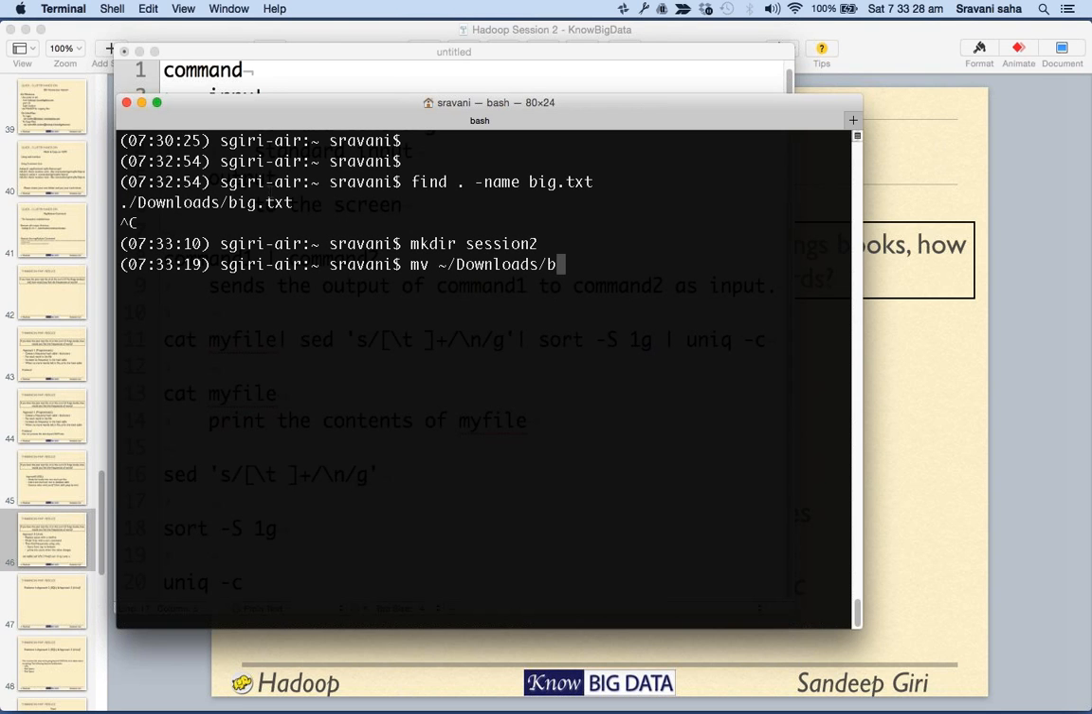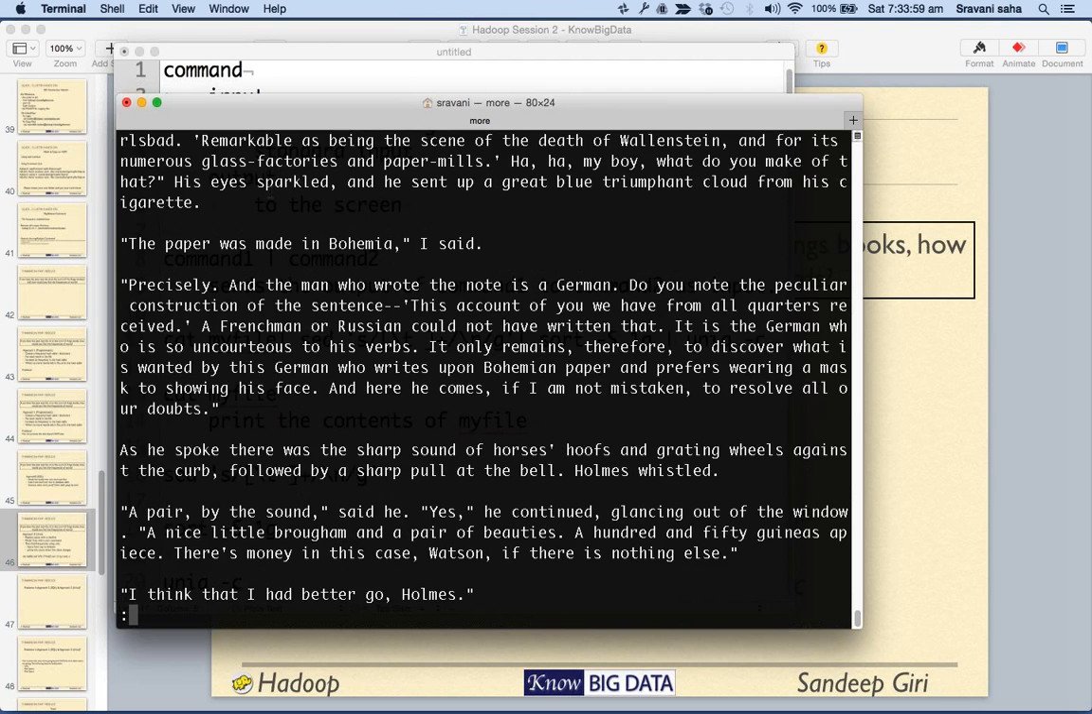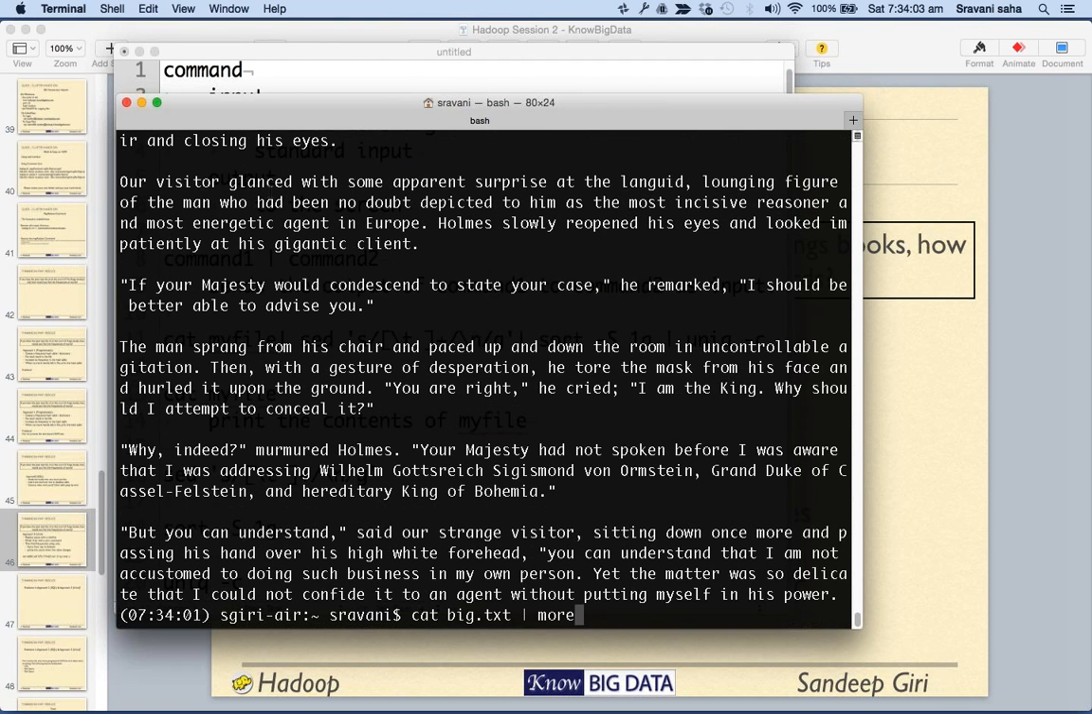Move the file from big.downloads folder to current folder and say cat big.txt. Okay. Now if I do cat big.txt, it is going to scroll, it will read the data from big.txt and print it onto my screen. But if I pass the output of big.txt to more, it will show one page at a time, like this.